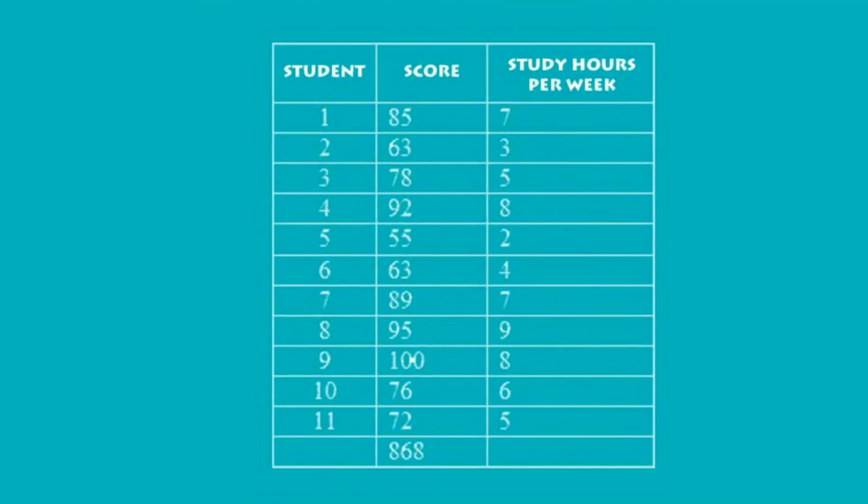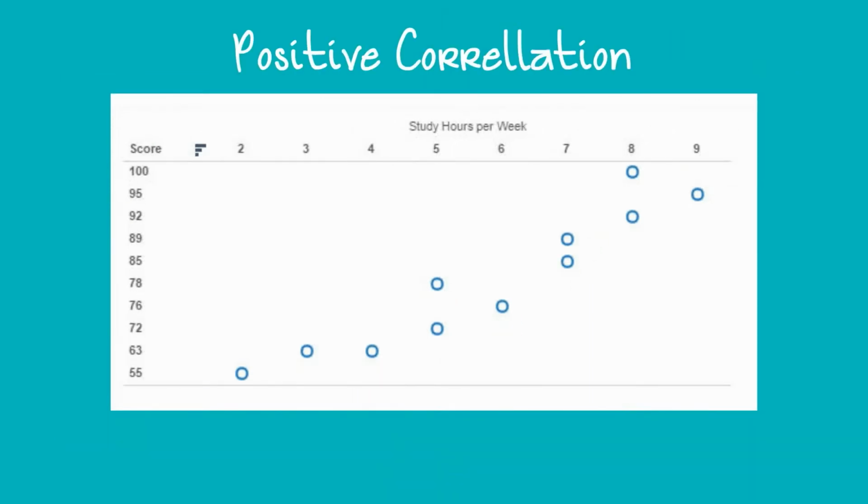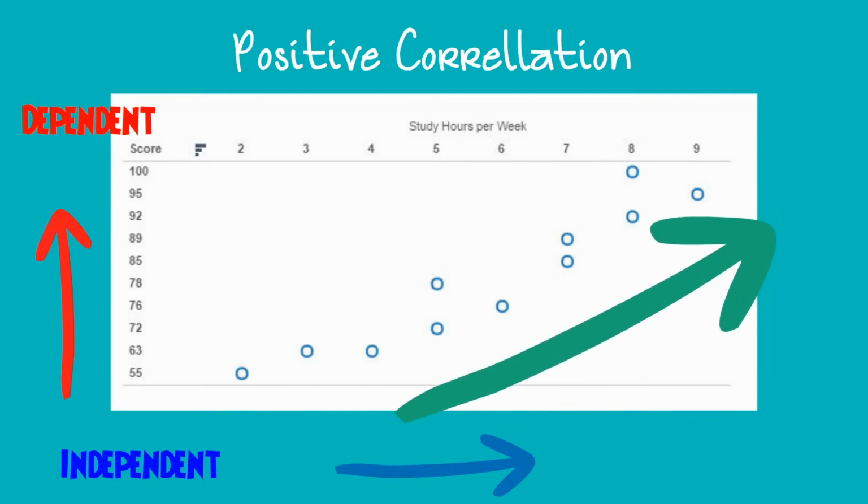The following is the data for student scores and hours spent studying per week. When the data is entered into a scatter plot, it looks like this. When the independent and dependent values increase together, that is called a positive correlation. In this example, there is a positive correlation between the independent variable, or number of hours spent studying per week, and the dependent variable, or the grade scores. In other words, higher study hours tended to result in higher scores.